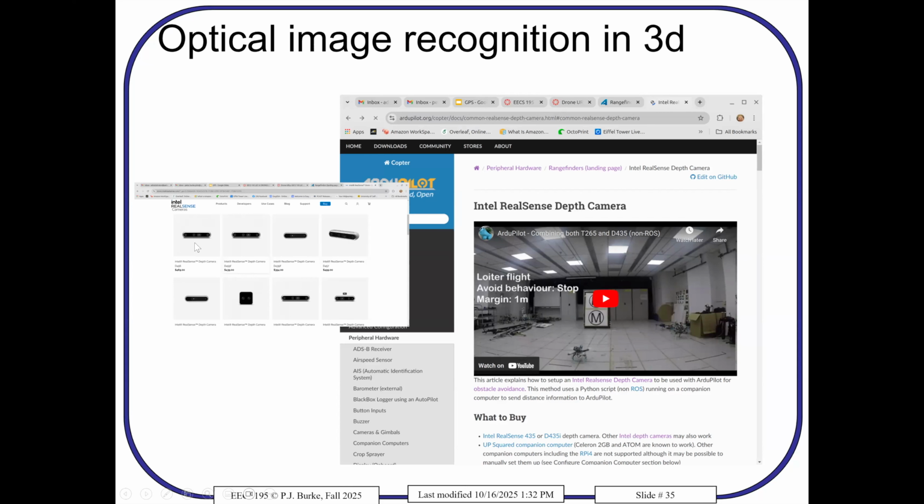This one's $500, so we can't afford it, and it's too big for our drone. It probably would fit, but it's basically two cameras. With two cameras, you get stereo vision, so you get a crude image of the world around you. So that's supported by ArduPilot.